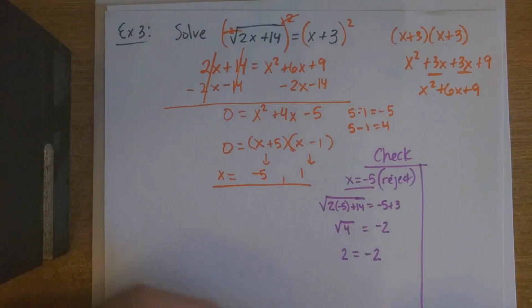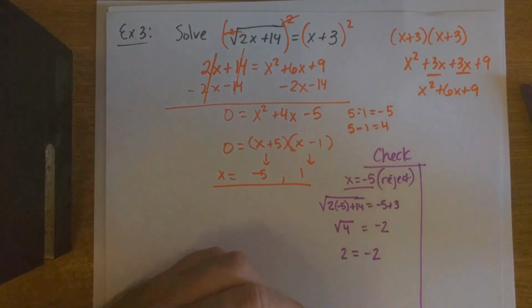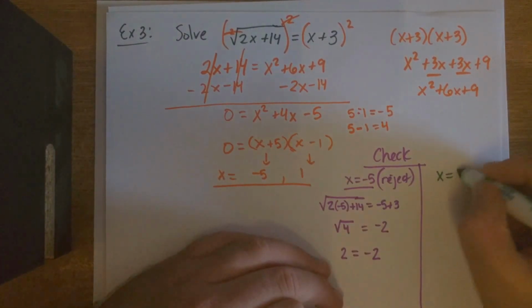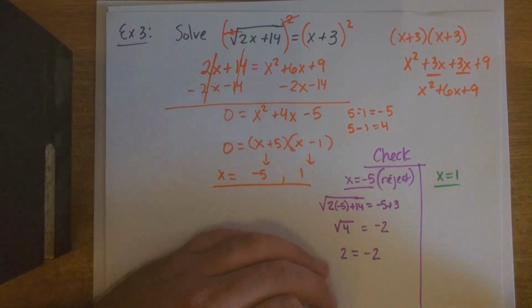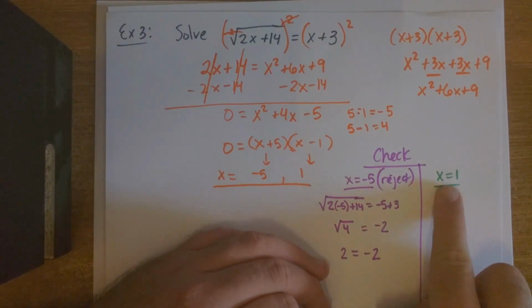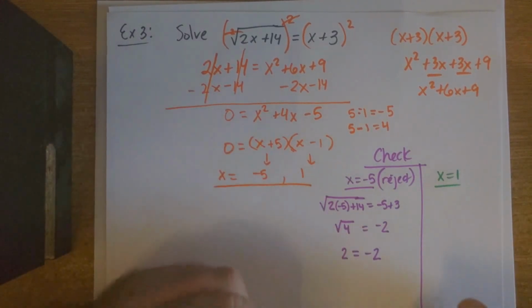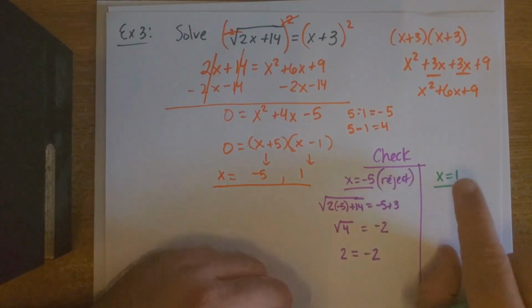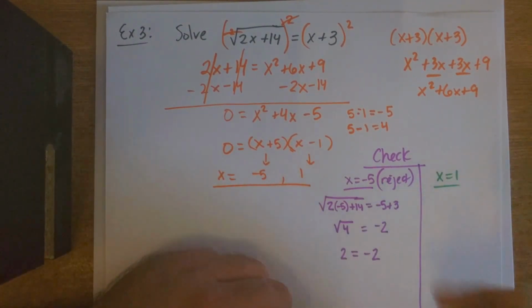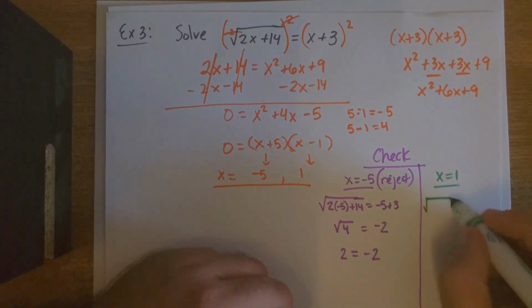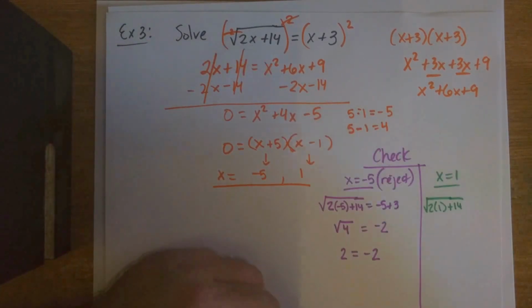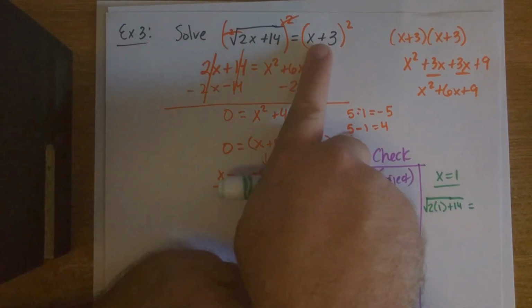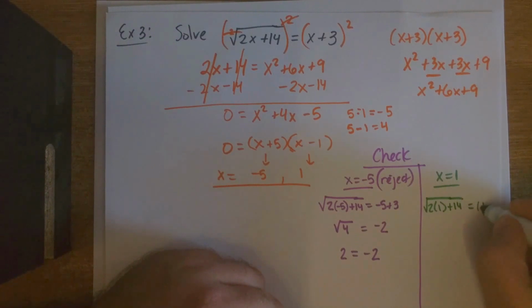Let's go ahead and, here I'll do this in a different color. Let's go ahead and check x equals 1. Now if it works out for this one, x equals 1 is our solution. If we also have to reject this one, then there's no solution. So we'll either have this as our only solution or we'll have no solution. Let's go ahead and just plug it in. I have 2 times 1 plus 14. Again, I'm plugging 1 in for x right here. Equals x plus 3 becomes 1 plus 3.